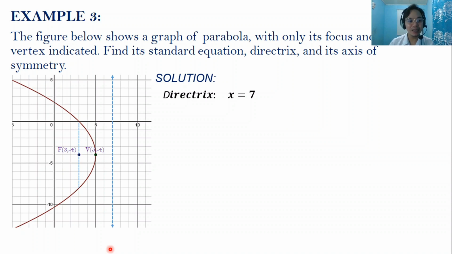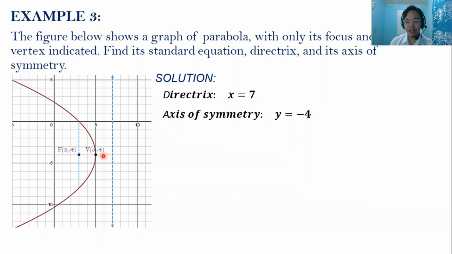Mabilis din nating makikita dito kung nasan ba ang axis of symmetry natin. That is a line passing through the focus and the vertex and is perpendicular to our directrix. So in this figure, makikita natin na ang ating axis of symmetry is y equals negative 4. Okay? Because the y coordinates of our focus and our vertex is negative 4.